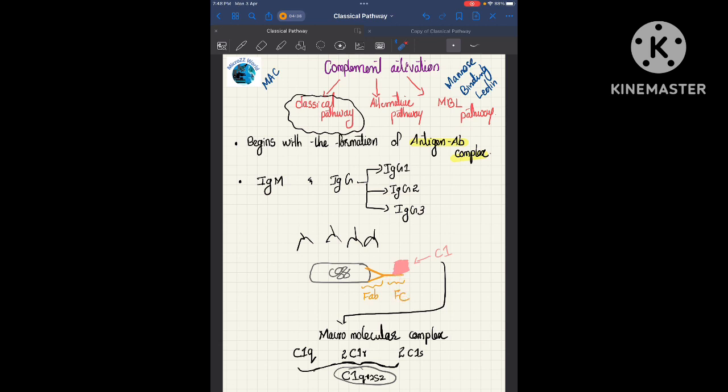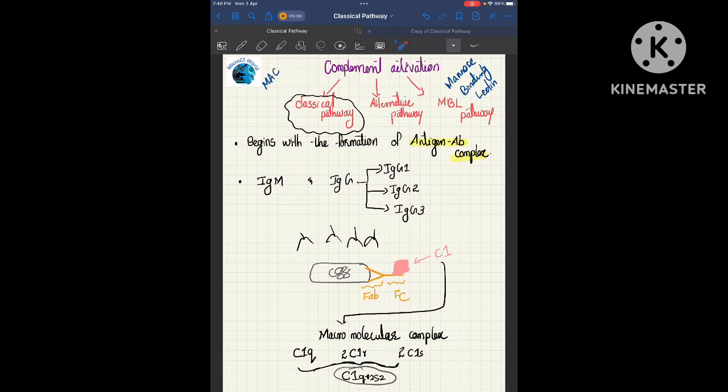Once a conformational change in the Fc portion of the antibody occurs, it exposes the binding site for the complement factor C1. So the C1 complement factor will come and bind to the Fc portion of the antibody that is already bound to an antigen. Okay, this is the very first event in the classical pathway.